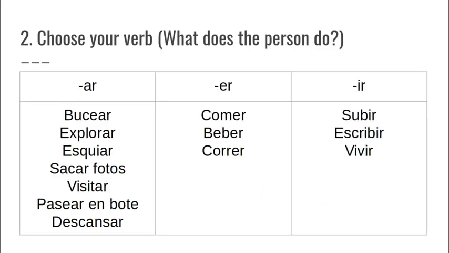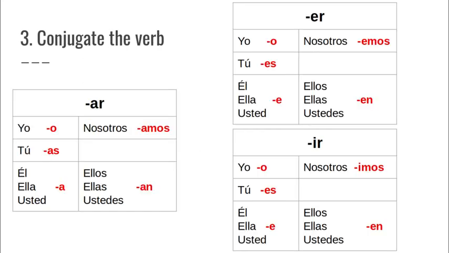Okay? Next thing you want to do is choose your verb. What is that person doing? So we have a lot of verbs from our vocab, also comer, beber, correr, subir, escribir, vivir. And then notice that they are divided into AR, ER, and IR verbs. So that's important to remember when you're conjugating, what endings you're going to put on.